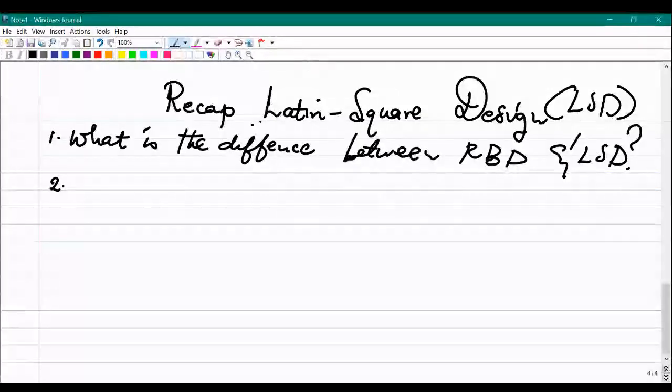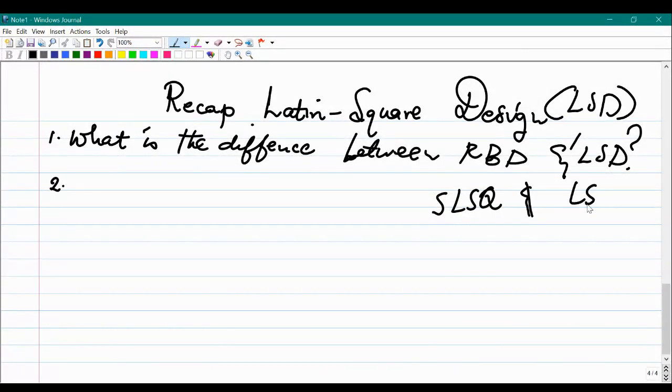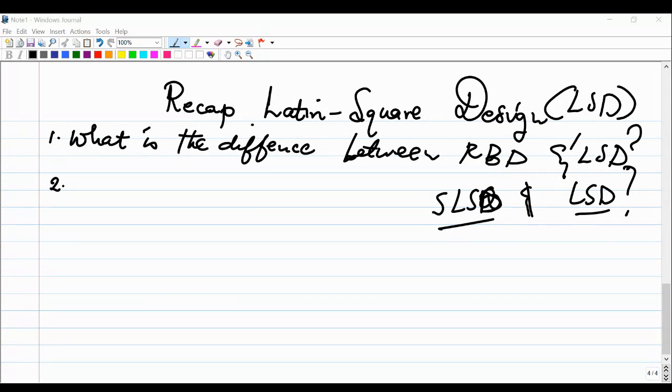So now I want to come with this one. What is the difference between standard Latin square design and Latin square design? This is the next question now. What is the difference between Latin square design and standard Latin square design? What is the difference there? Please unmute your mic. What is the difference, guys?